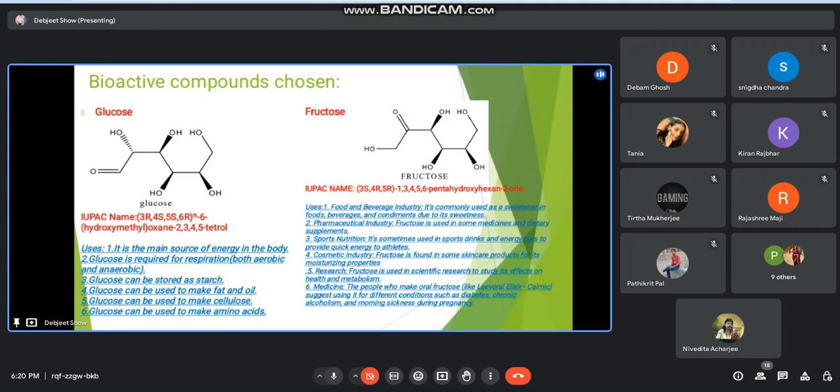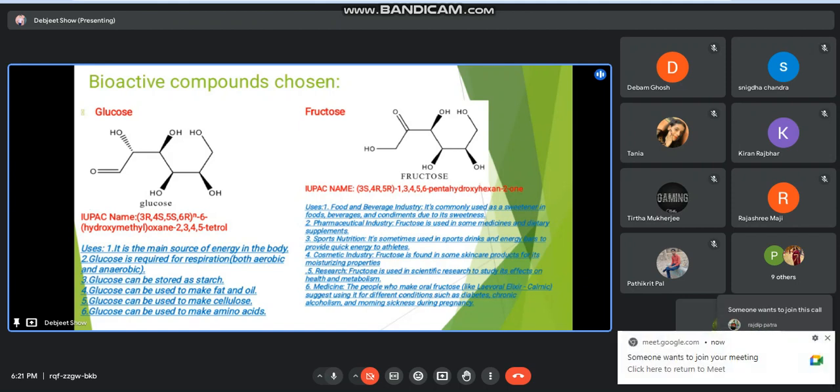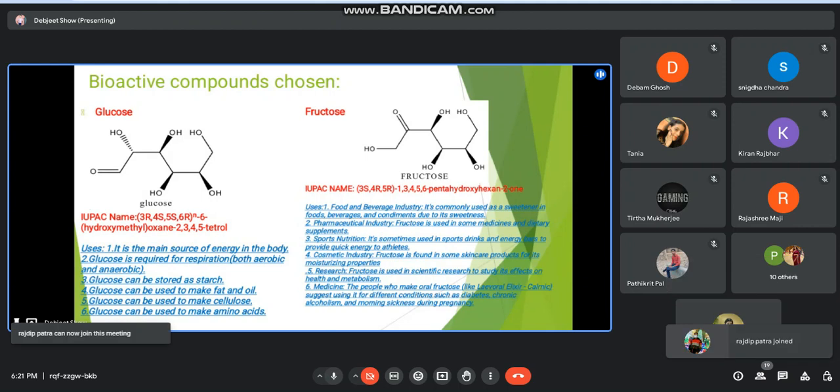And its uses are in the food and beverage industry. Fructose is commonly used as a sweetener in foods, beverages, and condiments due to its sweetness. Pharmaceutical industry: fructose is used in some medicines and dietary supplements. Sports nutrition: it's sometimes used in sports drinks and energy bars to provide quick energy to athletes. Cosmetic industry, research, and medicine.